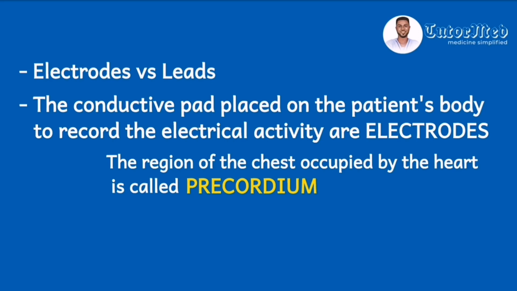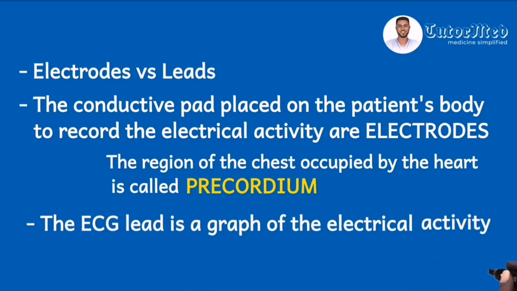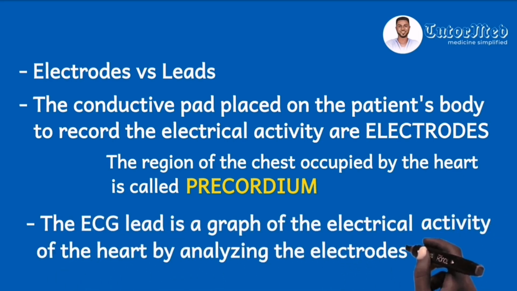Now, the ECG machine analyzes the electrical activity of two electrodes typically and draws it as a graph. This graph is what we call an ECG lead. And so in a nutshell, all we want to say is that leads are generated by the machine when the machine analyzes the readings of the electrodes we put on the patient's body.